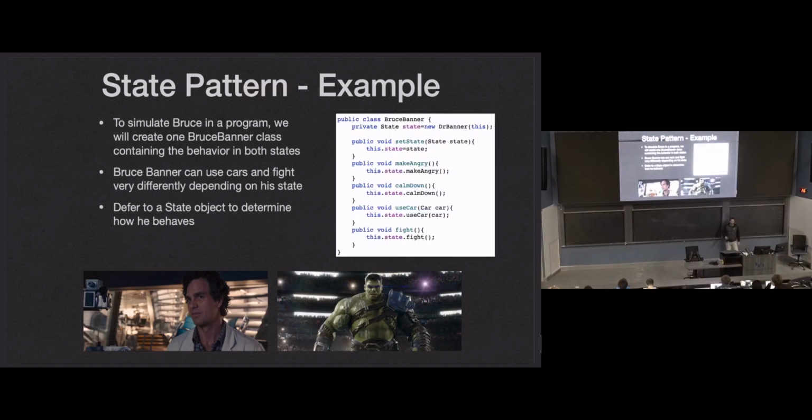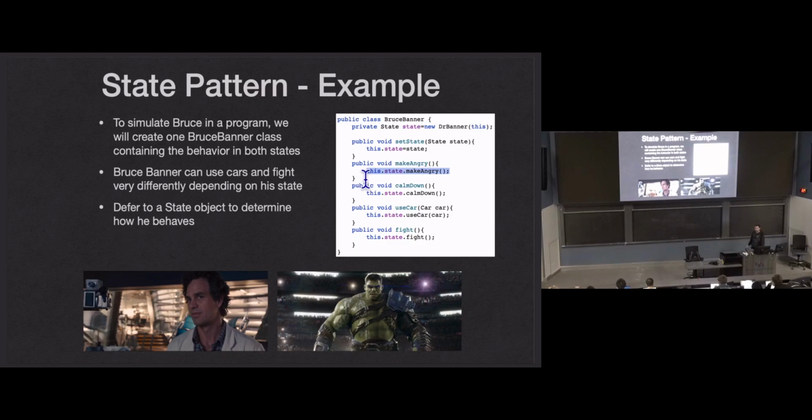So let's implement the Bruce Banner class first. The Bruce Banner class is going to have these four methods, just the methods that we're going to add to our API. The methods that can be called: make angry, calm down, use car, and fight. And when we're using the state pattern, we're not going to implement functionality in this class unless the functionality is the same regardless of state, which happens sometimes. Maybe the clear button on your calculator always does the same thing, for example.